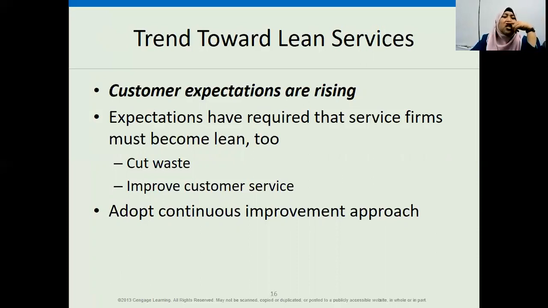This is very important because service, we can't touch it. So how do we make sure? We have to experience it. When we experience it, whether it's a good or bad experience, we have to give feedback to those who provide that service, to make sure that in future the service can be better and better, with some improvement, and then adopt a continuous improvement approach. So we're talking about the continuous improvement approach here, and how to adopt these lean services in your company itself.